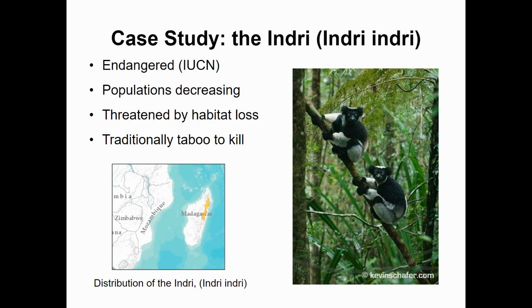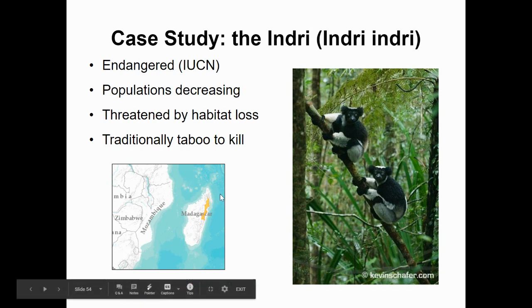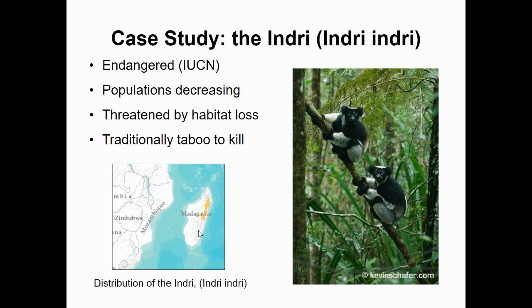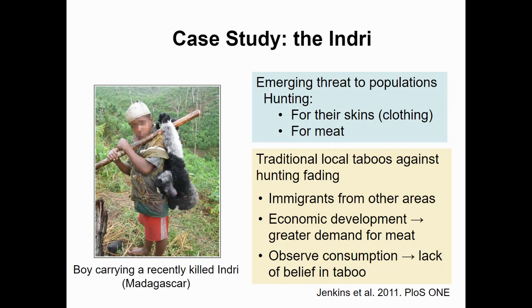Here's the Indri. Cool little animal there, lives in Madagascar. Remember what we learned about last time? Islands can be dangerous places because there's not a lot of places to move. These guys have decreasing populations due to habitat loss. Now, what was protecting them for a very long time is that it was taboo to kill these. Local people would not kill these animals. They were considered sort of sacred, and that protected them from people injuring them or killing them off.